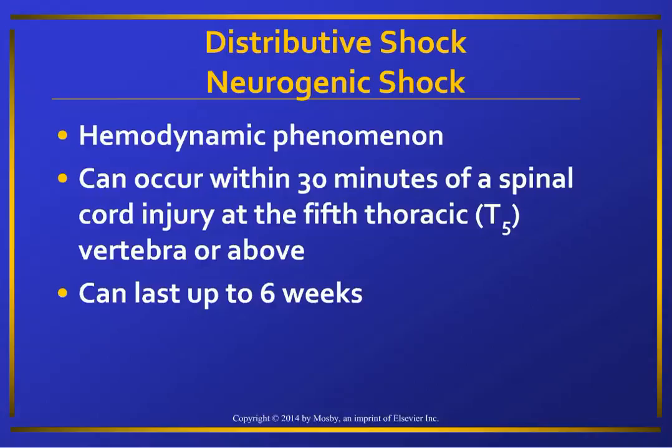The third type of shock is distributive shock, and one type of distributive shock is neurogenic shock. This is a hemodynamic phenomenon that can occur within 30 minutes of a spinal cord injury at the 5th thoracic vertebra or above, T5 or above, and it can last for up to 6 weeks.